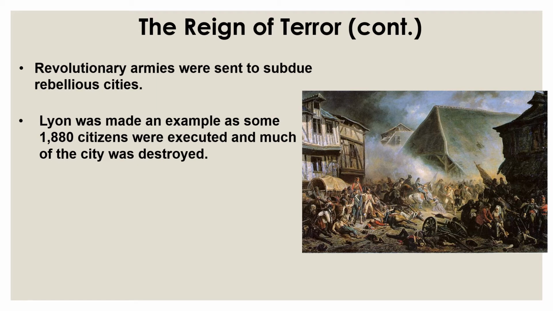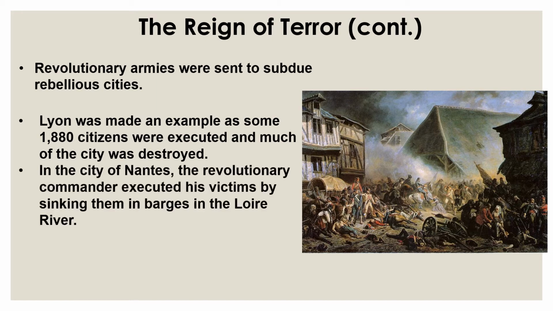For example, one of the rebellious cities that was made an example of by the Reign of Terror was the city of Lyon. About 1,880 citizens were executed, and much of the city was completely destroyed by the National Convention's forces, by the new French army that was made up of common people. In the city of Nantes, the revolutionary commander executed his victims by sinking them in barges in the Loire River.